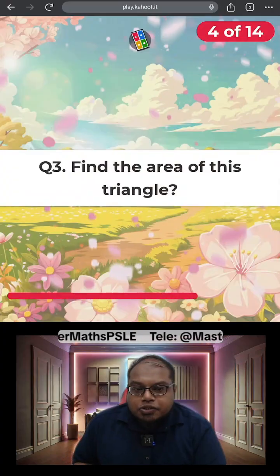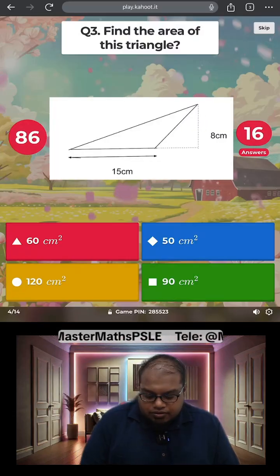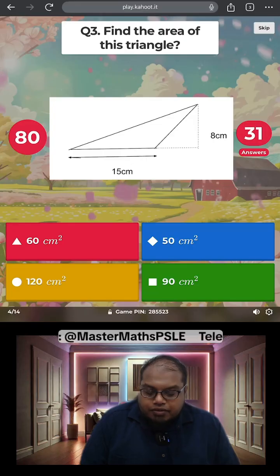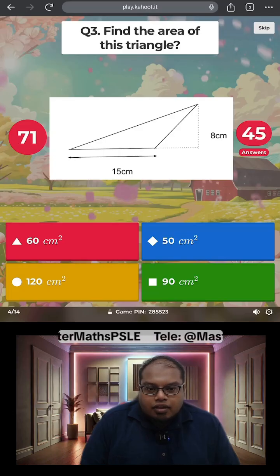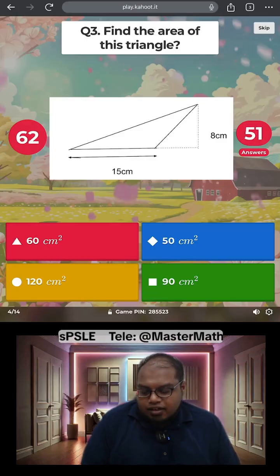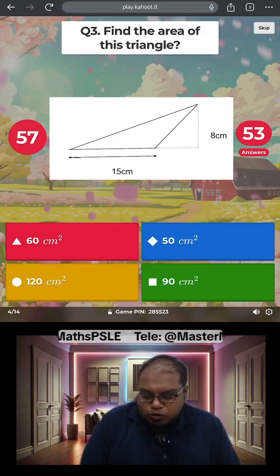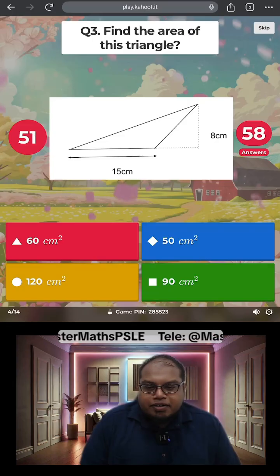Now, area of triangle question. Find the area of this triangle. Okay. Somebody say 120. But I think it is 50. I think maybe can be 90 also. Or maybe can be 60. Or maybe none of the above.